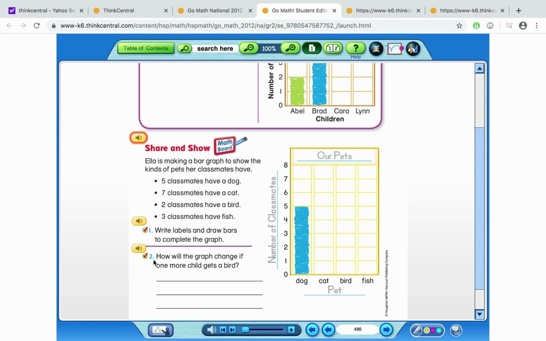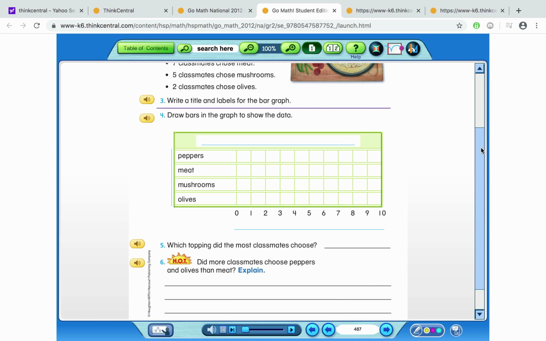And then you're going to answer this question. 2. How will the graph change if 1 more child gets a bird? Okay, so restate that. The graph will change by, and just tell how it would change. The bird will not be the same. It won't be 2 classmates have a bird. Okay? It's going to change to 1 more child gets a bird. So there's going to be a change in here. How will it change?